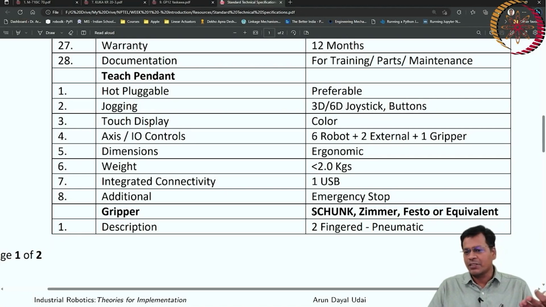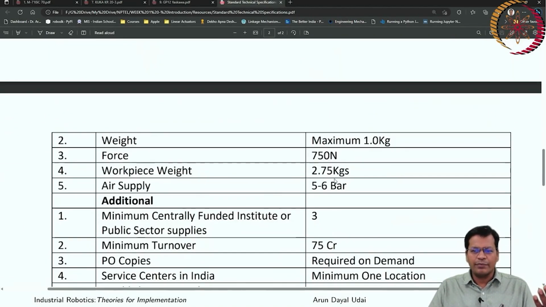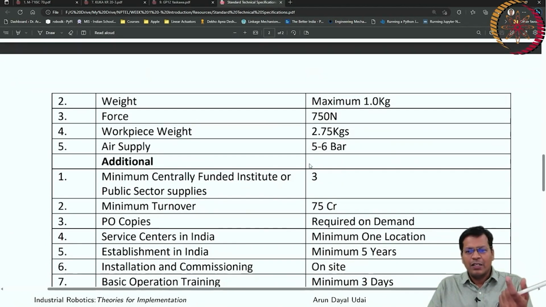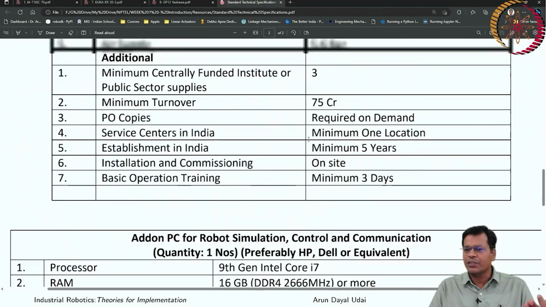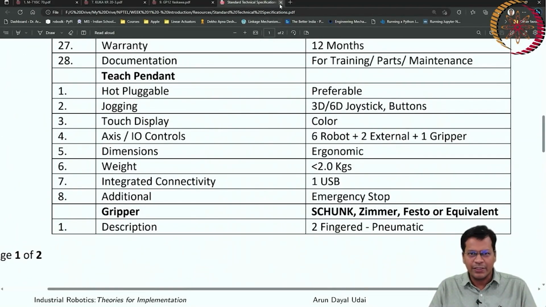Grippers, some standard grippers, I have named it here, like Schunk, Zimmer, Festo, whatever. It is a 2-fingered gripper that can hold 2 kgs of payload, which should be good enough. Maximum gripping force is mentioned. Workpiece, additional items, and many other things. This is the PC which I wanted to interface, so that is why it is here.